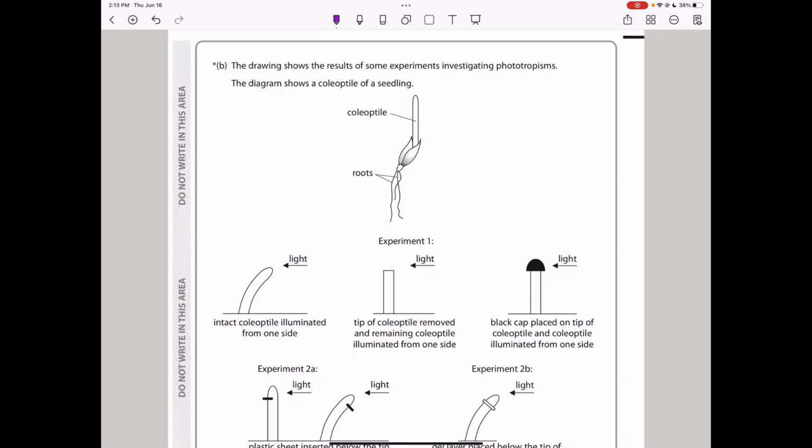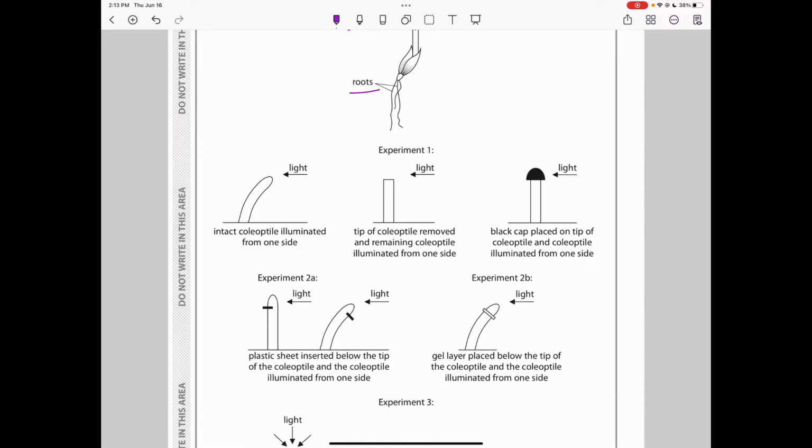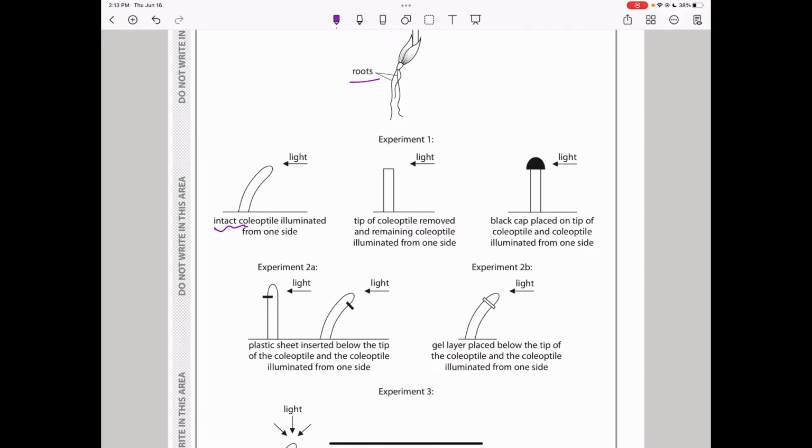The diagram shows the result of some experiments investigating phototropism. The diagram shows a coleoptile of a seedling. So this is the coleoptile, and then we see the roots. There are various experiments carried out here. The first one says there is an intact coleoptile illuminated from one side, and you see it bends, as if it's responding towards light. Then there is another part where the tip of the coleoptile is removed and the remaining coleoptile illuminated from one side. However, here it doesn't bend, so whatever caused the bending was present in the tip that was cut off. The next part, they say a black cap is placed on the tip of the coleoptile and the coleoptile illuminated from one side, so it did not bend.